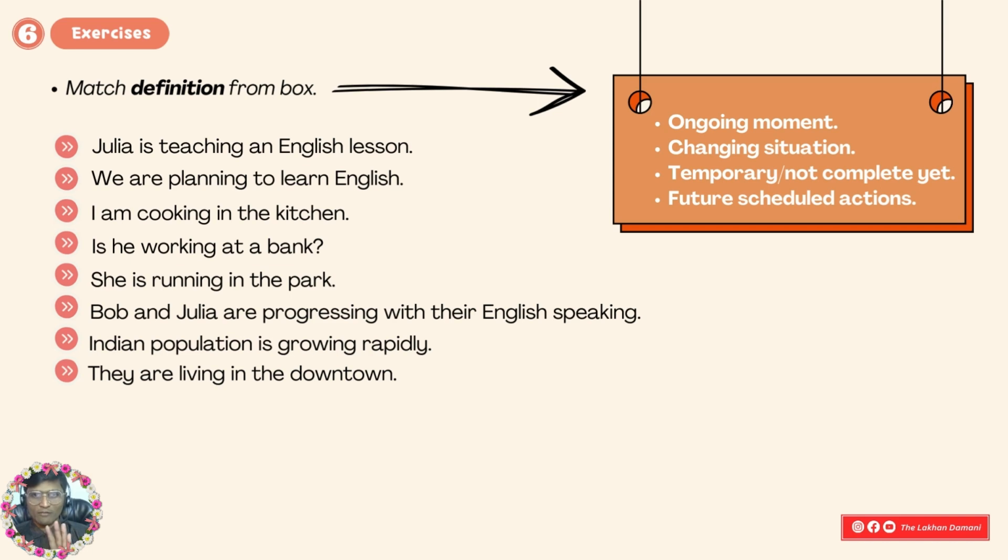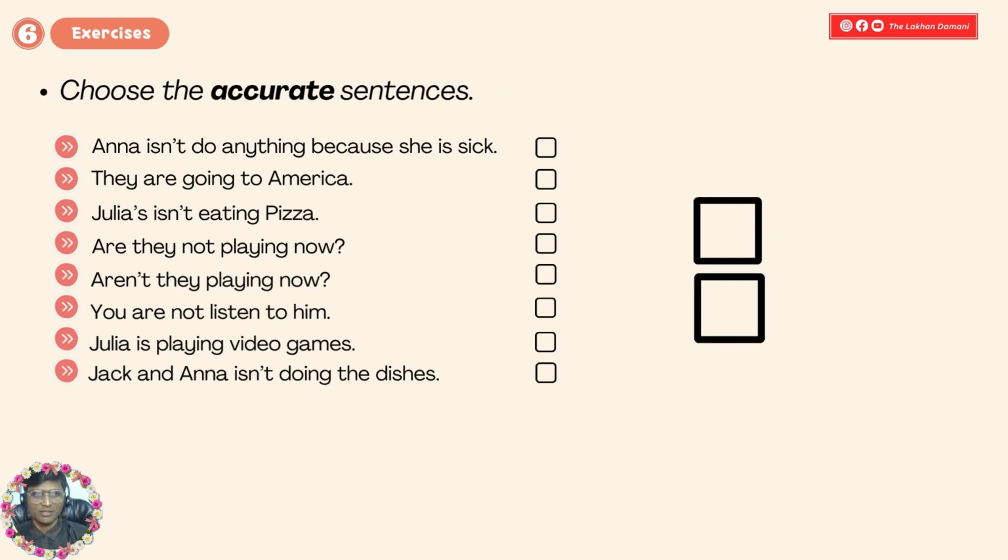Now, if you have paused the video and finished it, the next exercise is this. You are going to select or tick the accurate sentences. There are some sentences you might find accurate and some of them inaccurate, right? So let's start from the first. Anna is not doing anything because she's sick. What do you think about this sentence? Is it wrong or right?